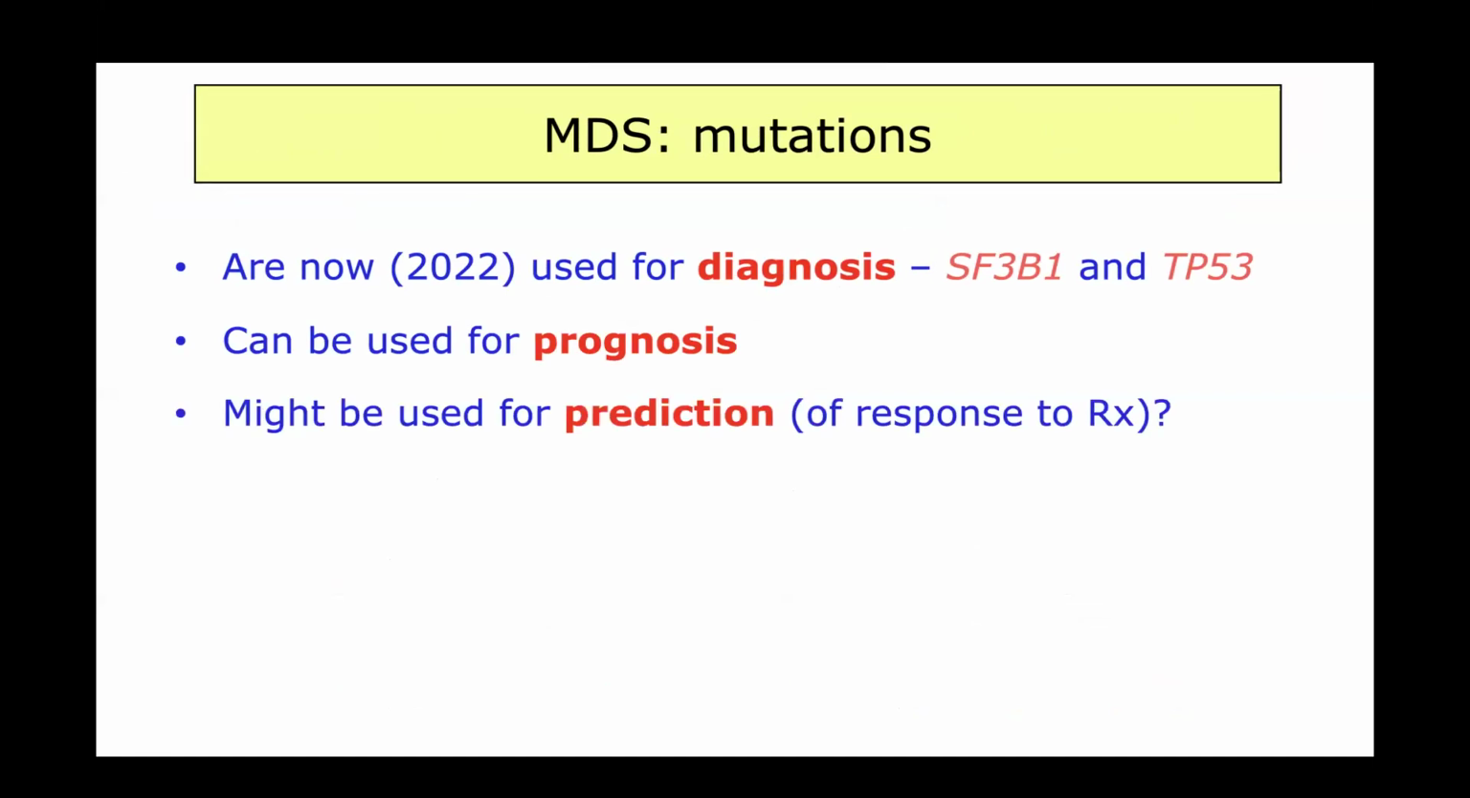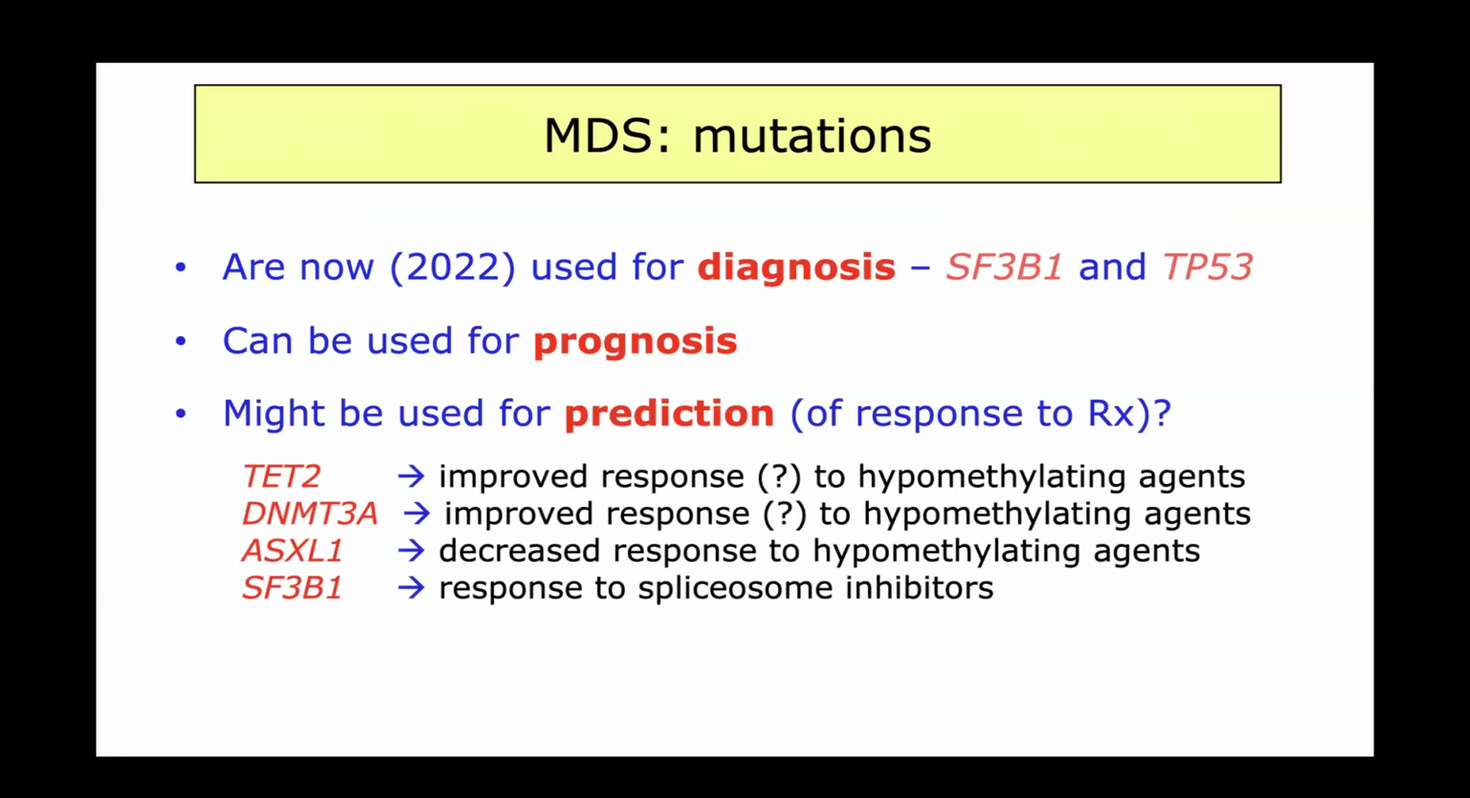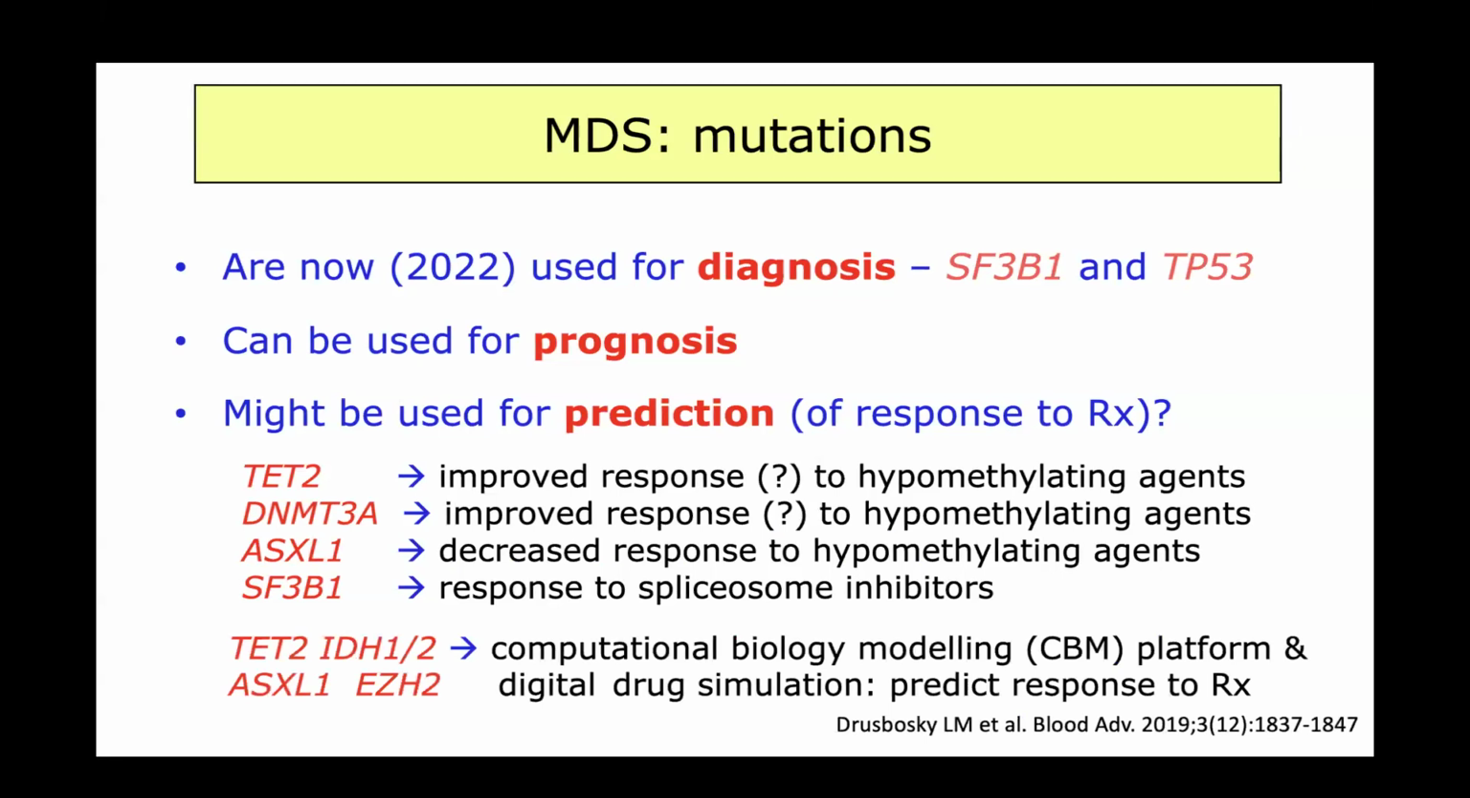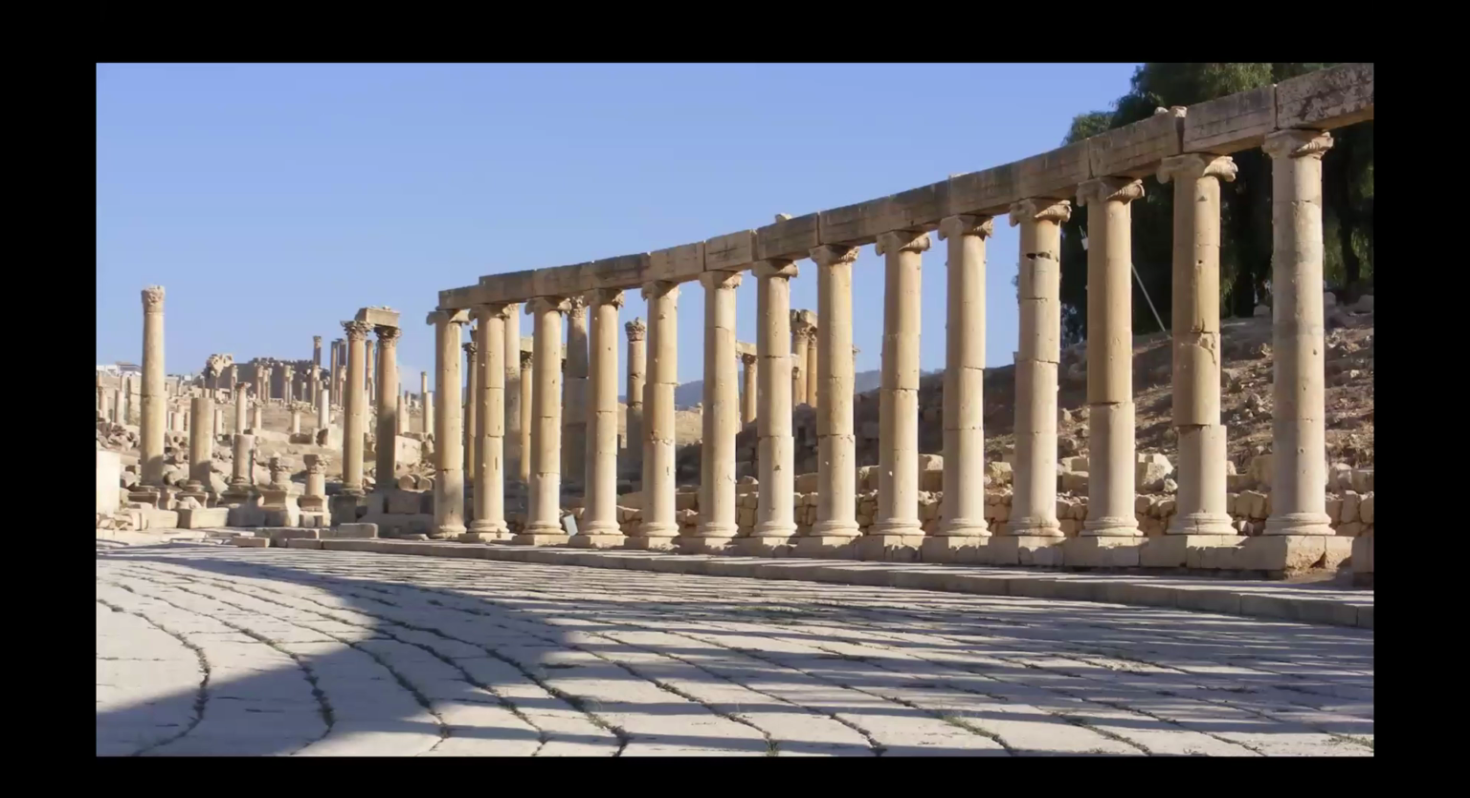They might also be used, although this is not completely and definitively established just yet, for prediction of response to therapy. So certain mutations might predict for improved response to hypomethylating agents. Some might predict for decreased response to hypomethylating agents. And SF3B1 mutations may predict for response to spliceosome inhibitors. Yet others have looked at multiple genes at the same time and used computational biologic modeling and digital drug simulation to predict responses to therapy dictated by the mutational profile.